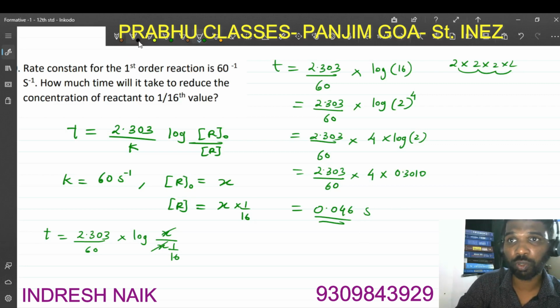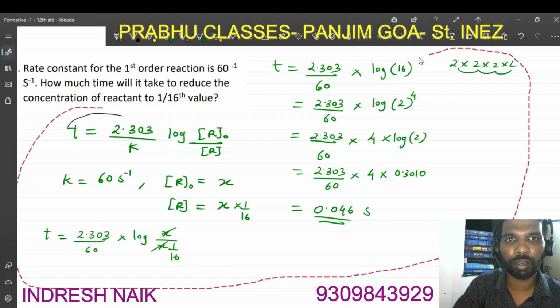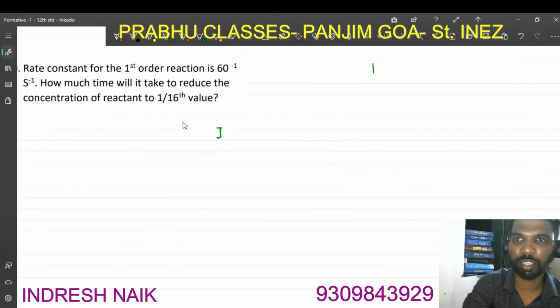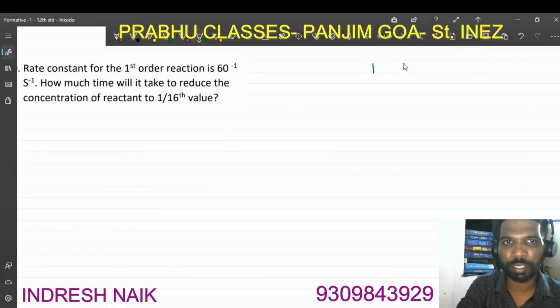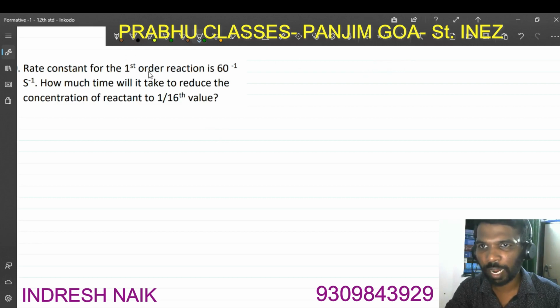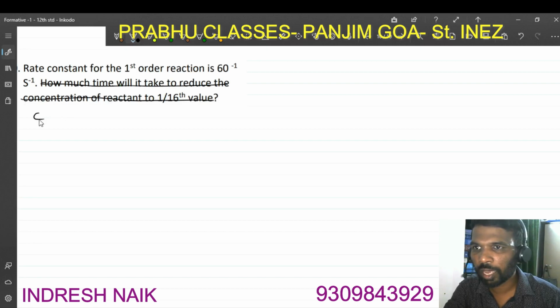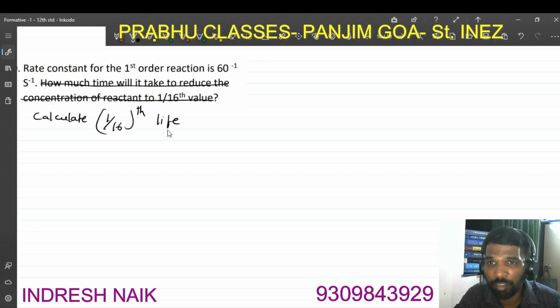Now, they can ask you the same question in this format. See, what we have done is we have considered 1/16th, right? So I will slightly modify the same question. See the modification; many students make mistakes over here. Instead of asking how much time it will take to reduce the concentration of reactant to 1/16th, this statement I am changing to: calculate the 1/16th life. Like we say half life, here I am saying 1/16th life.